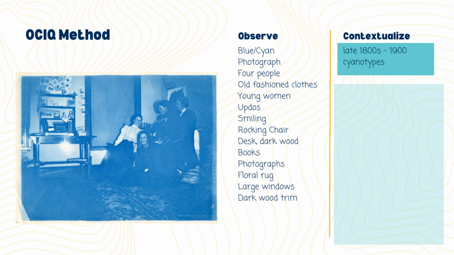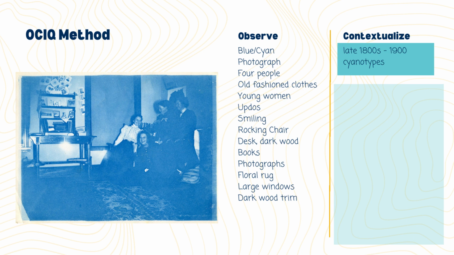Okay, let's add some context. We're going to start with the context I know, things that are just in my head that relate to the factual observations that I just made. I know that the style of many of the objects in the photo, the rug, the window, the desk, the clothes, photos, they are all probably late 1800s or turn of the 20th century, around 1900, let's say. I know that blue photographs are called cyanotypes.